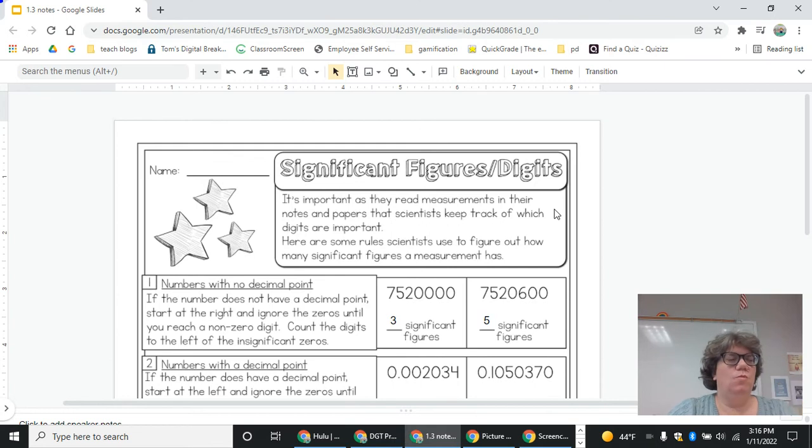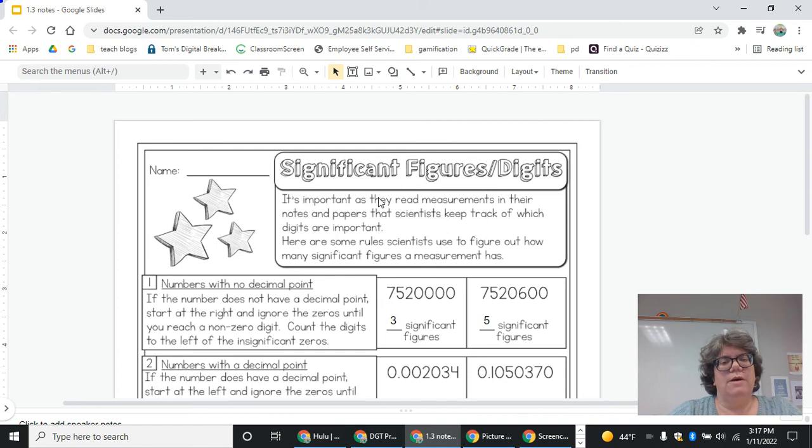Welcome to lesson 1.3, which is all about significant figures and scientific notation. This lesson is actually pretty much the math that you're going to need to know for chemistry this year. If you understand these concepts, you are well on the way to understanding all the math that you're going to need to know for this semester. So these are super, super important.